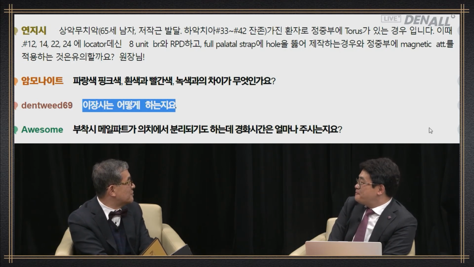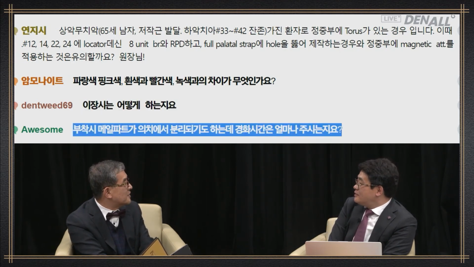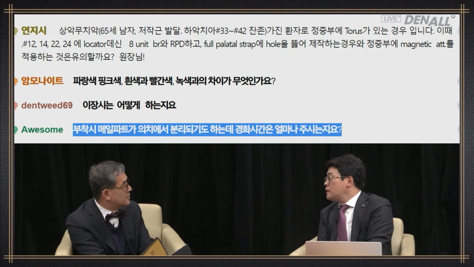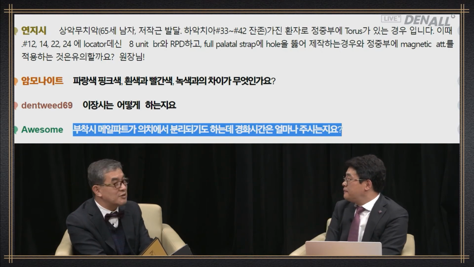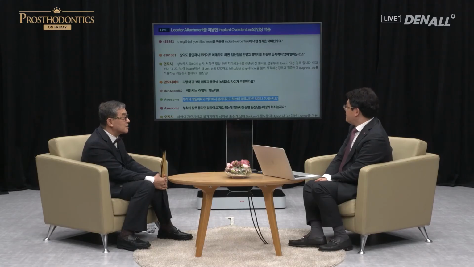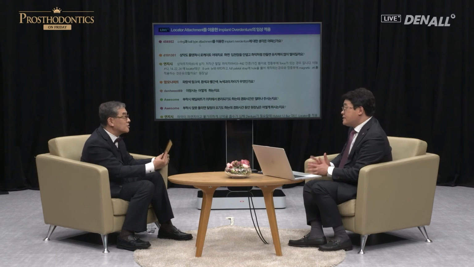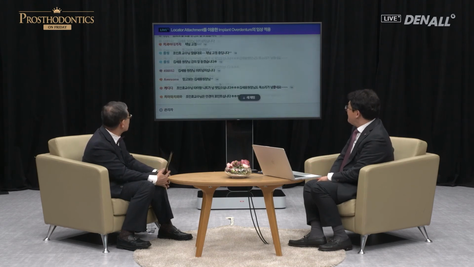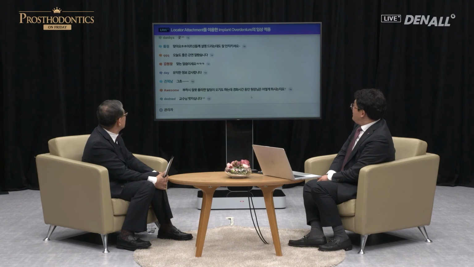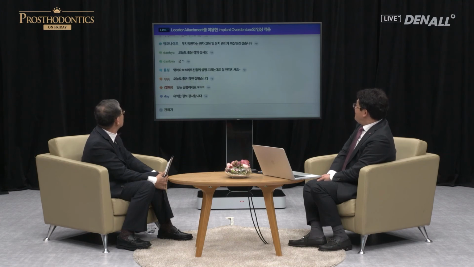ID awesome. When we attach it, the male part comes off the denture. How long do you wait for it to harden? About 8 minutes. Understood. I think it may vary depending on the material and by vendor. You need to look at the instructions well. There are so many questions. Yes, we have a lot of questions today.